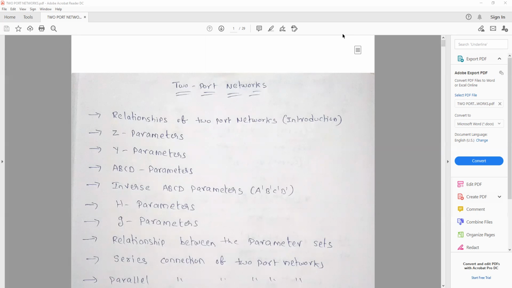Hi, all of you. The syllabus we are going to discuss here is Unit 5, two-port networks. Today we are going to discuss the topics: relationship between the two-port network parameters, meaning Z, Y, ABCD, inverse ABCD, H, G parameters.